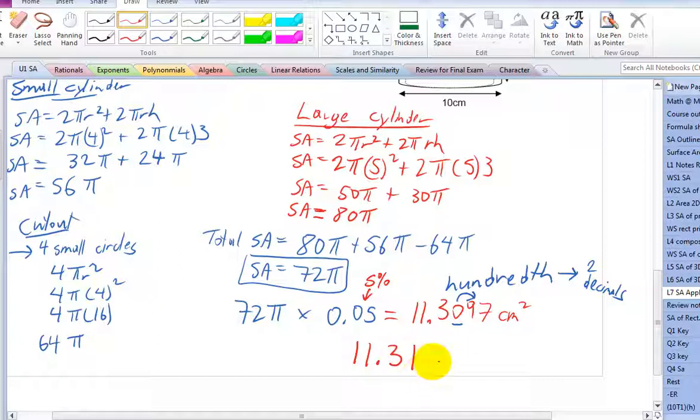11.31 centimeters squared. You know what we should do for final answers? Teachers love this stuff. Like, we just think you guys are the greatest. When you put a circle or a box around the number, it makes it so easy to mark.